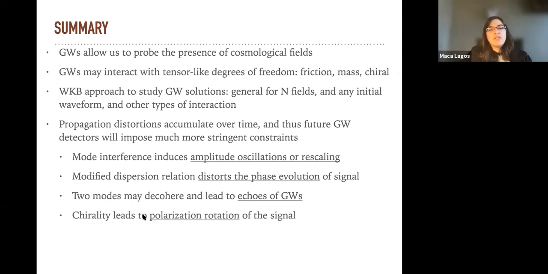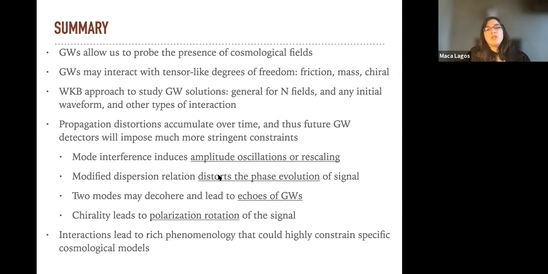And something else is that if we had some chiral or polarization dependent interaction between the two fields, then there would be one additional effect, which is that the polarization of the signal actually rotates during propagation. So if you emit a given polarization, like some linear plus polarization, then at the detector, you may measure something different. And this could be measured if we have multiple detectors.